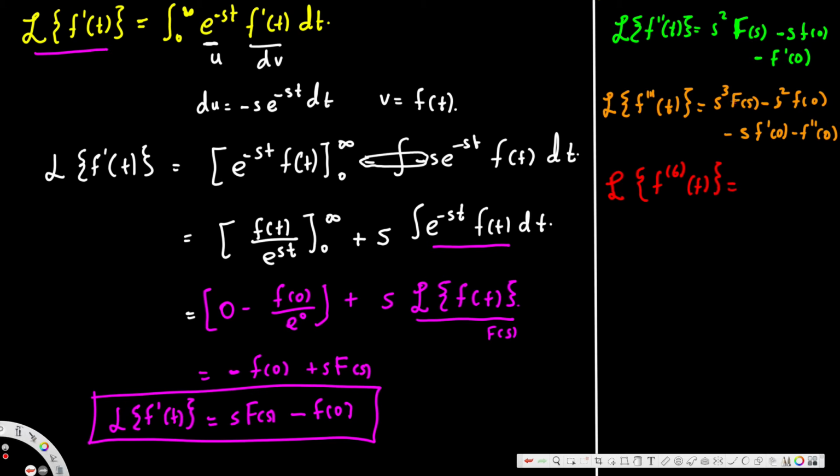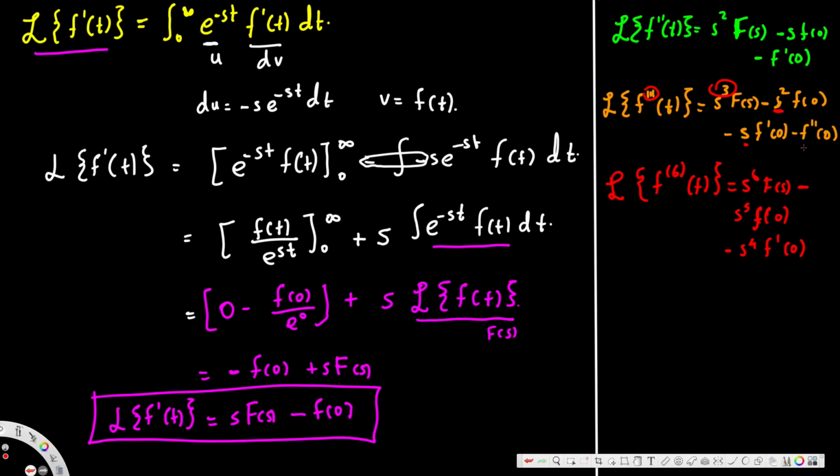If it's sixth derivative, you can see if it's third derivative, this is 3. So sixth derivative is going to be 6, s to the 6 F of s, and we will have one less power multiplied by f of 0. So if it's 6, we are going to have 5 right here, s to the 5 f of 0, and here one more less power multiplied by f prime of 0. So for this one, this is going to be s to the 4 multiplied by f prime of 0.